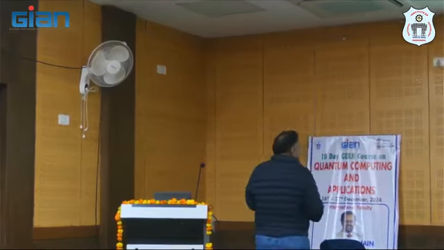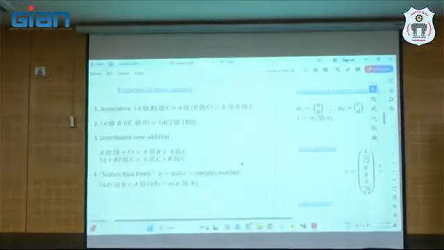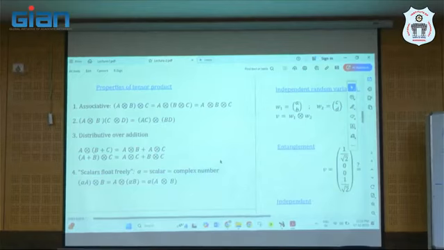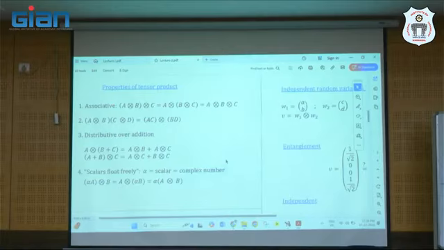Okay. Now let us go to the distributive property over addition. What is that? A tensor (B plus C) is A tensor B plus A tensor C. Similarly, you can do distributive from the left side: (A plus B) tensor C is A tensor C plus B tensor C. This is like multiplication also. You see, A times (B plus C) is A times B plus A times C. Correct? Multiplication also distributes over addition. Similarly, here it distributes.